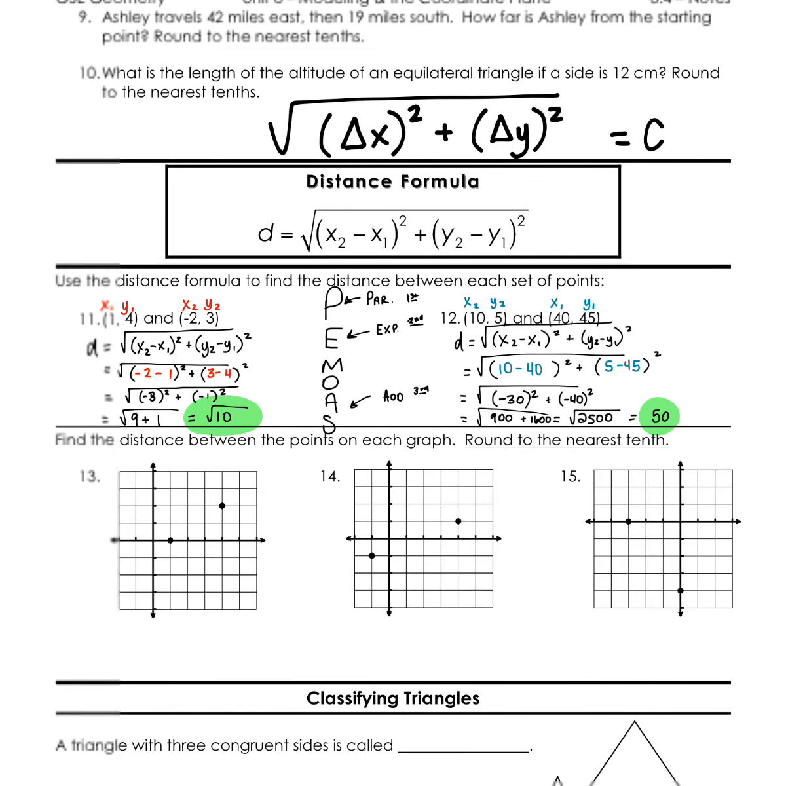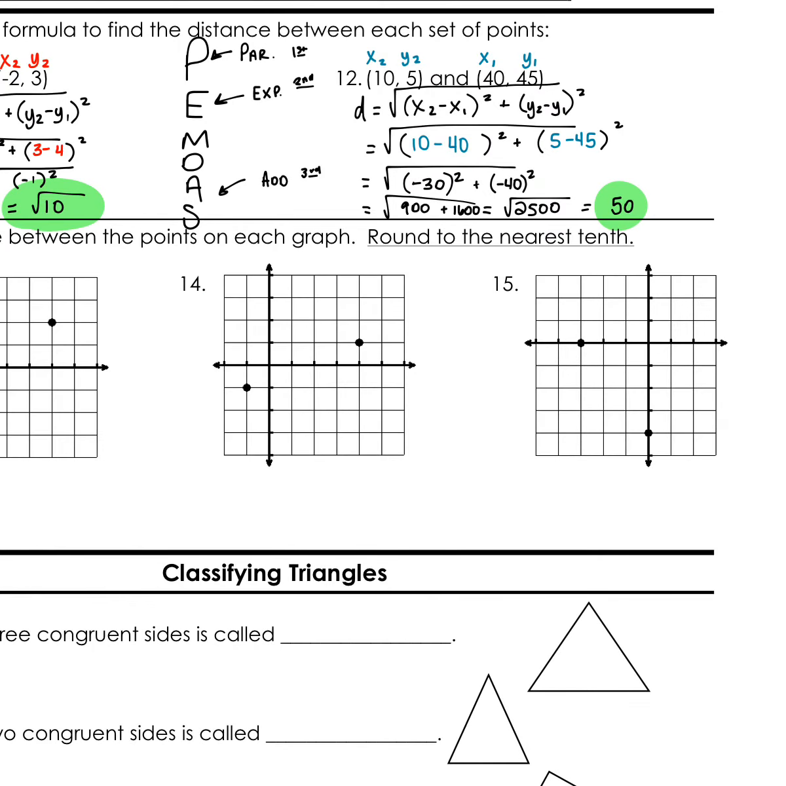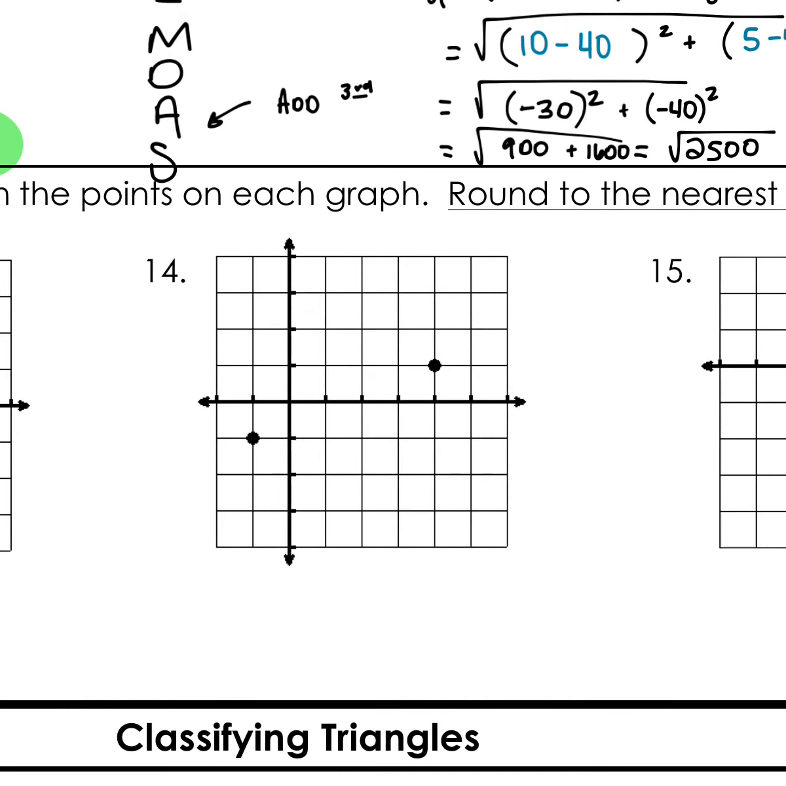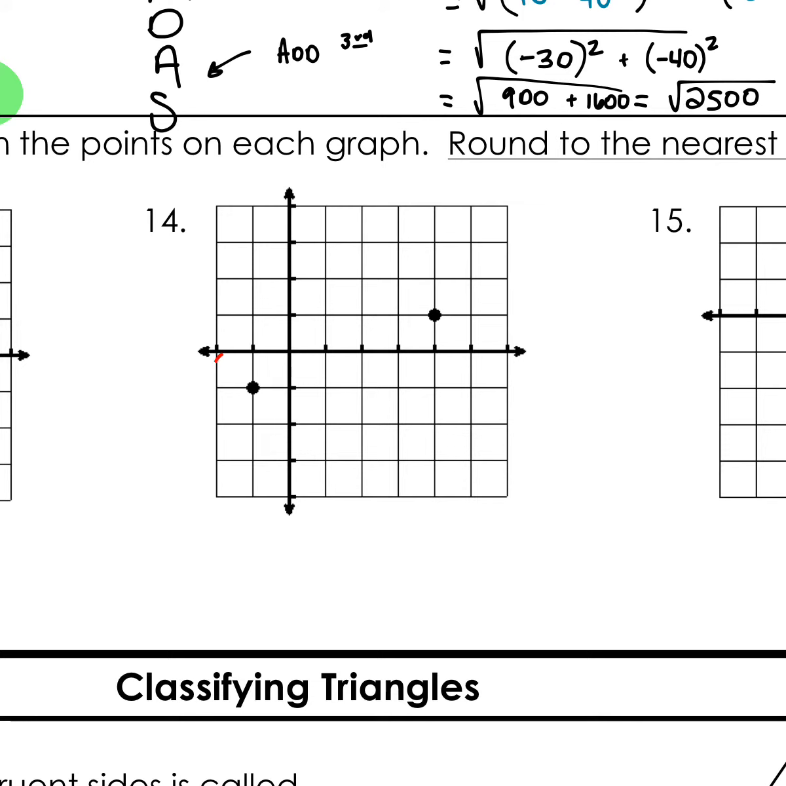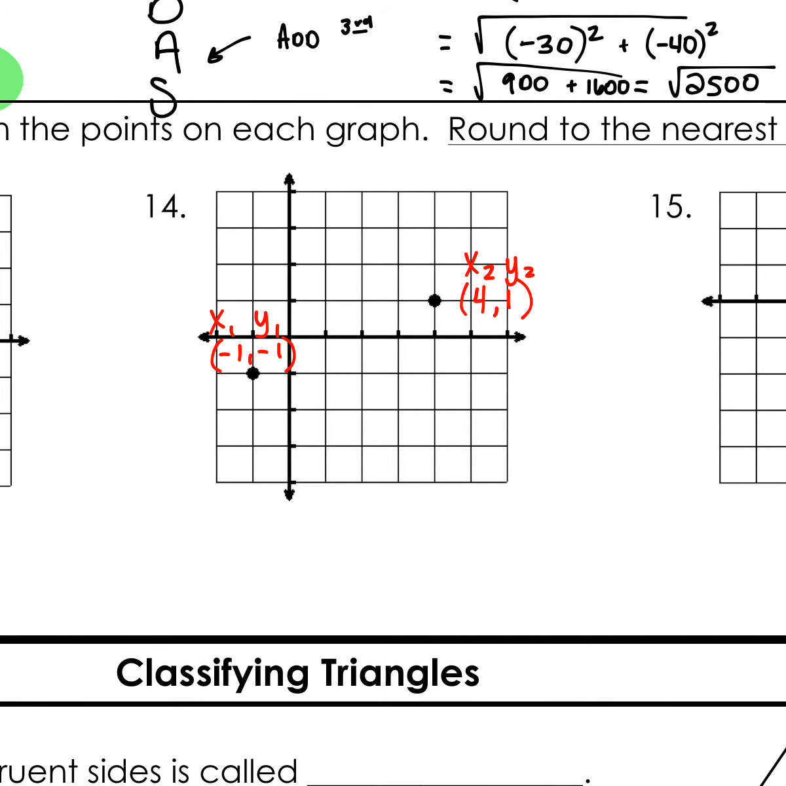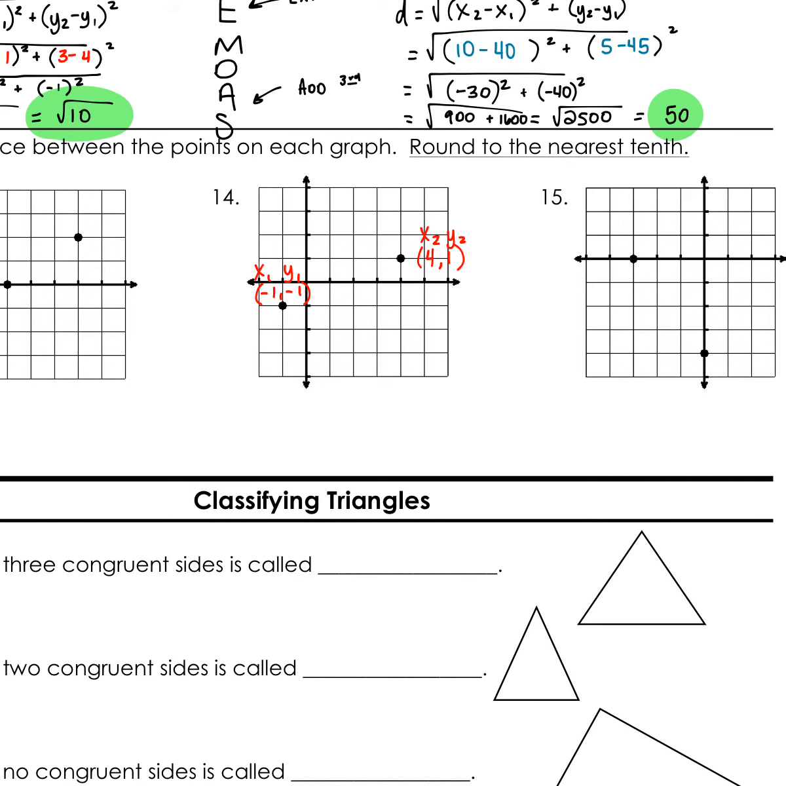Now let's do a couple where they give us points. Let's do 14 and 15 together. Okay, so for 14, we need to identify the points first. We've got negative 1, negative 1. Our second point is 4, 1. So I'm going x1, y1, x2, y2. Plug our values into the distance formula.